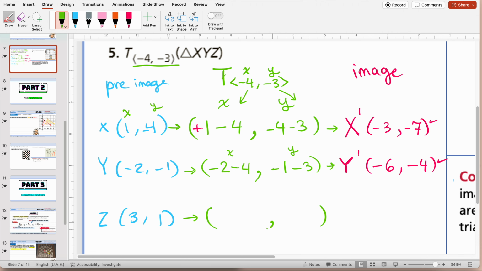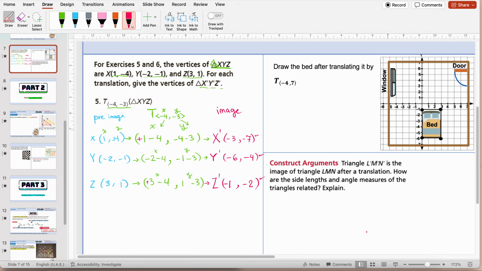Same idea. 3 on x, 1 on y. The translation is negative 4 on x, negative 3 on y. Yalla. What will be the result called? Z prime. 3 minus 4 is going to be negative 1. 1 minus 3 is going to be 2 but negative. That's it. Easy, very easy.